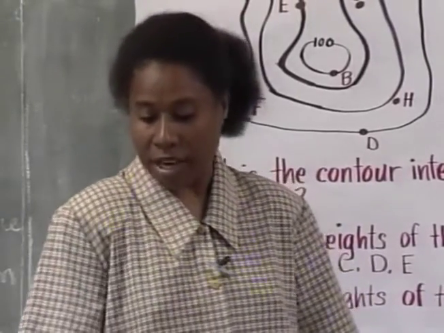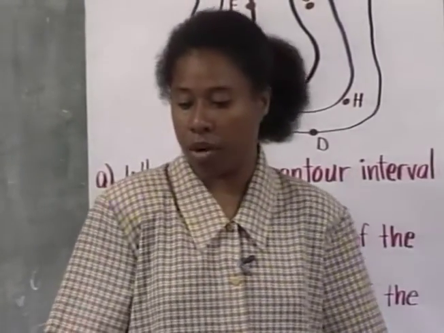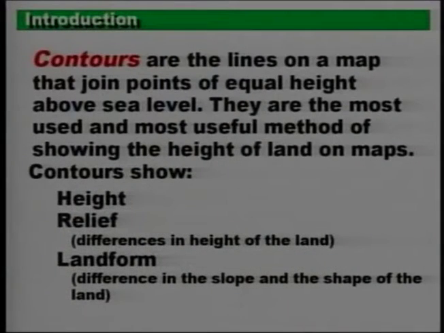So we'll look at a definition of what contours are, and then from here, we'll move on to looking at some exercises that will enable you to interpret contours correctly. Looking at the definition on our chart, or we can also refer to the monitor, contours are simply lines on a map that join points of equal height above sea level.